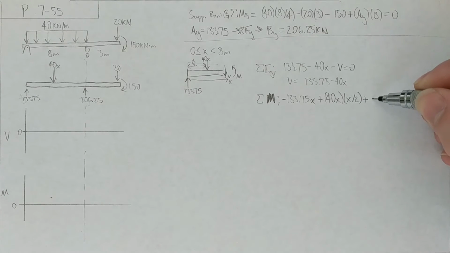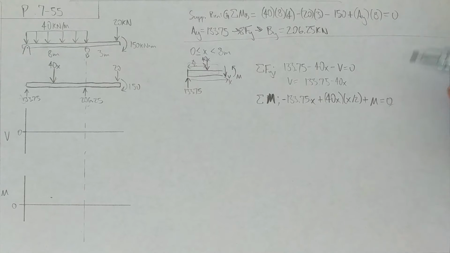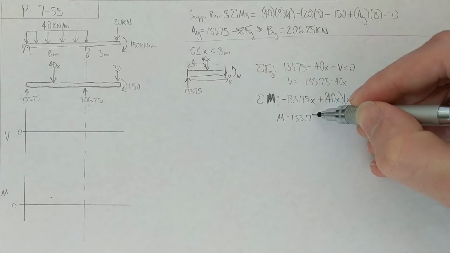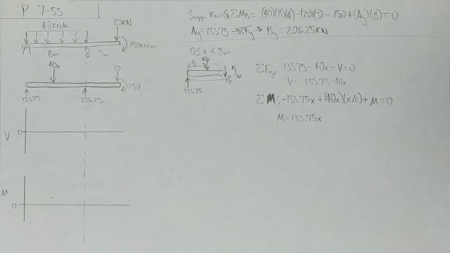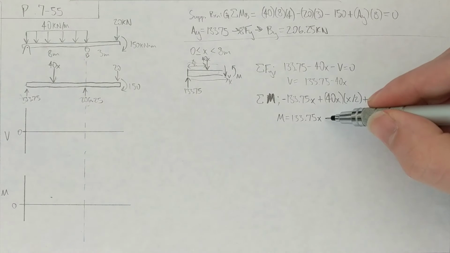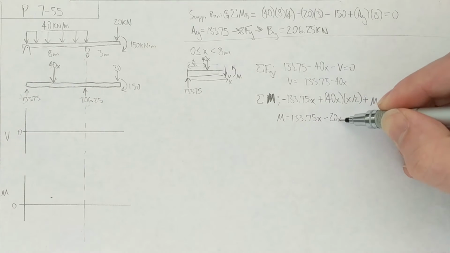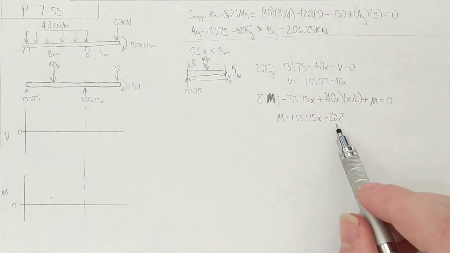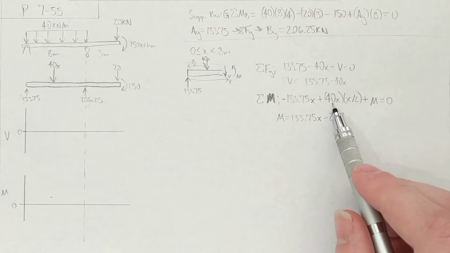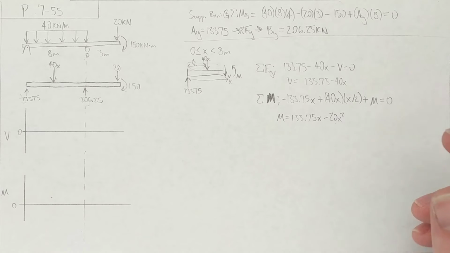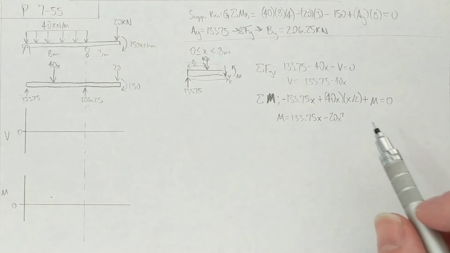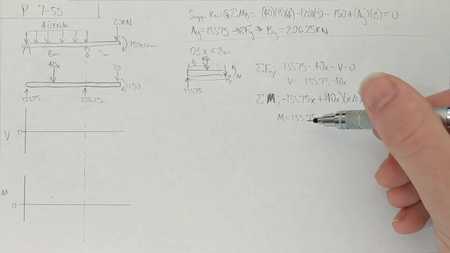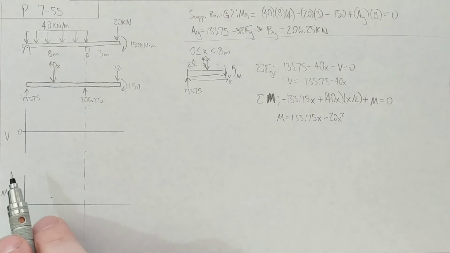And plus M is going to equal 0, and so what we get is that M equals 133.75x minus 20x squared. Okay. We'll go ahead and draw that in a second, but just notice now that 20x squared is the integral of 40x, the indefinite integral. 40x integrates to 20x squared. Then this 133.75x helps make it definite.